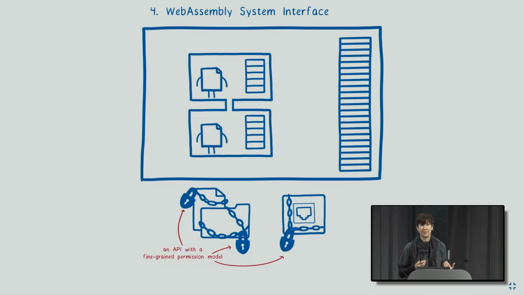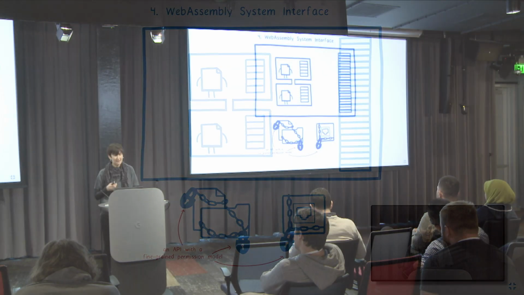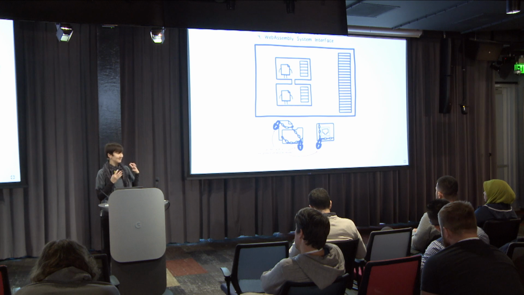This is where the fourth feature comes in, WASI, the WebAssembly System Interface. That gives us a way to isolate these different modules from each other and give them fine-grained permissions to particular parts of the system and other resources, and also fine-grained permissions to different system calls. If you've ever heard of capability-based security, that's what this is.